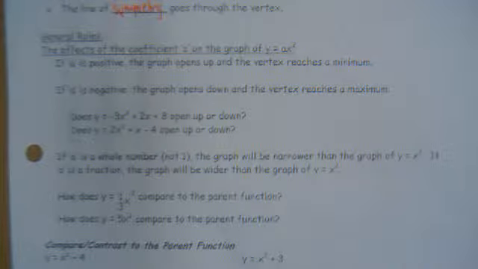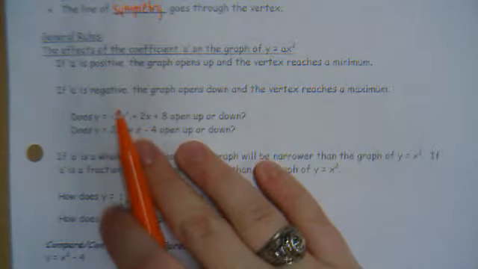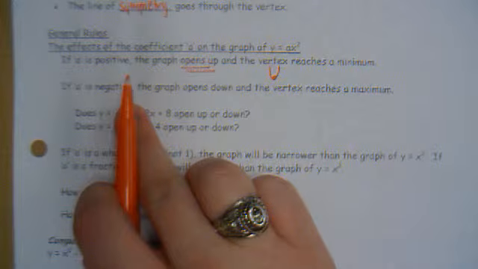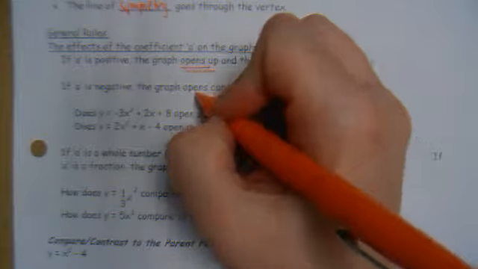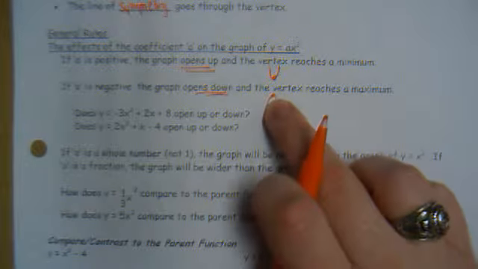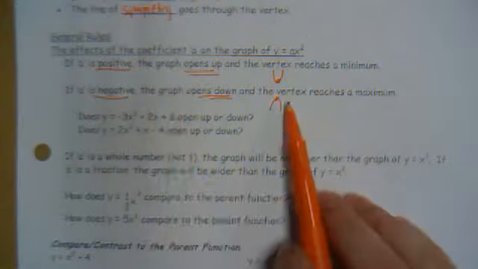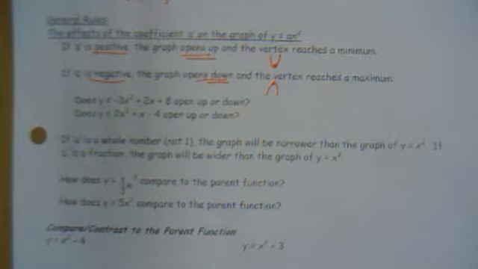The general rules. If your a is positive, so that means your first number, then your graph opens up, and the vertex reaches a minimum. That's your lowest point. If your a, so the front number, is negative, it opens down, and your vertex reaches a maximum, so that's the highest point it'll go. So negative down, positive up. Positive, it's happy, it's smiling. Negative, it's frowning, it's unhappy.